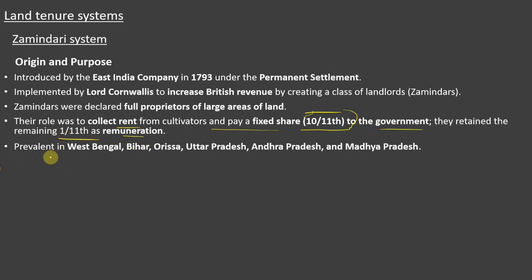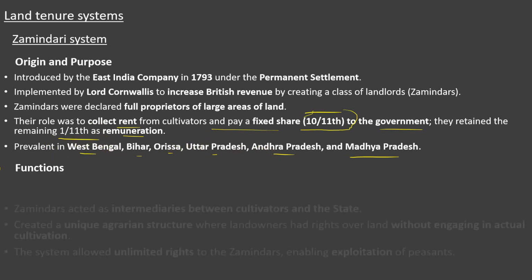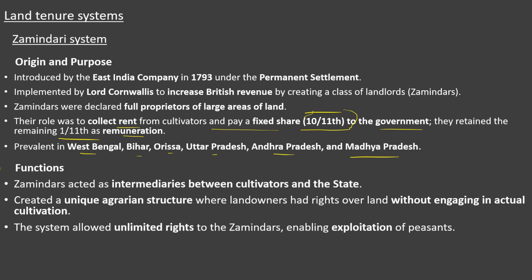So this system was prevalent in West Bengal, Bihar, Orissa, Uttar Pradesh, Andhra Pradesh, and Madhya Pradesh. So in all these provinces or states, the Zamindari system was prevalent. Now let's understand the functions of Zamindars. Zamindars acted as intermediaries between cultivators and the state.